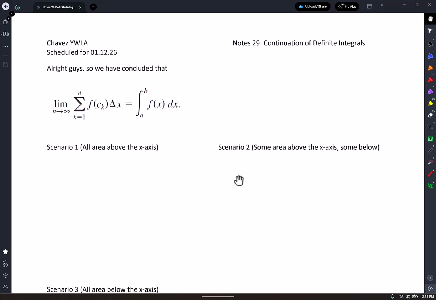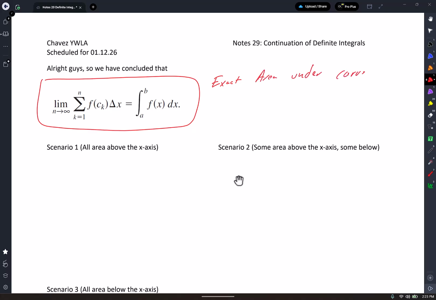Okay, so what we did yesterday is we figured out that as the number of rectangles approaches infinity, this means the exact area under curves between x equals a to x equals b. So all that means is this.